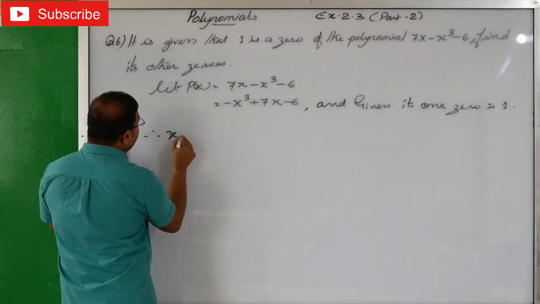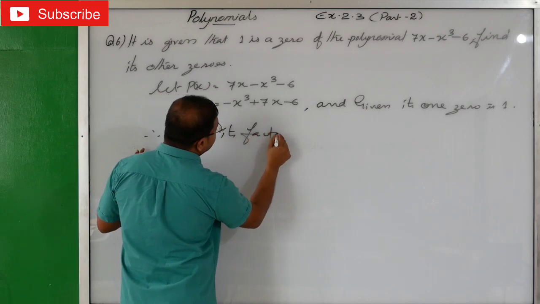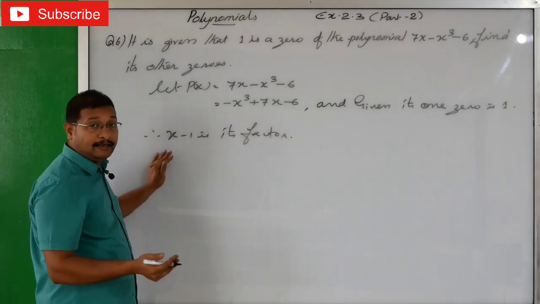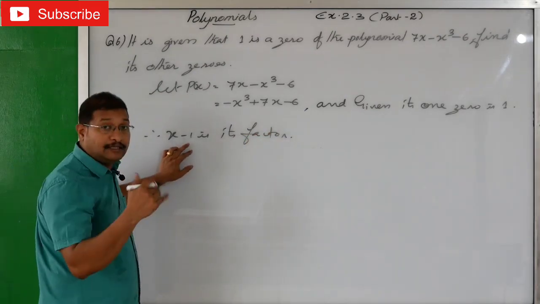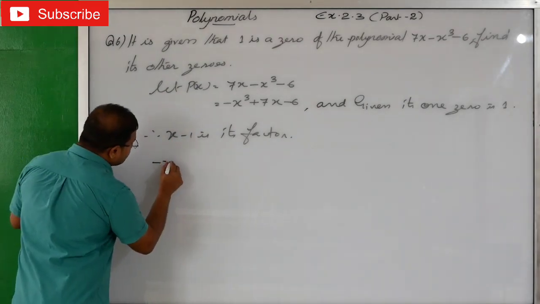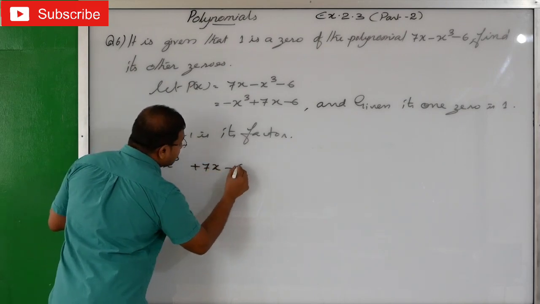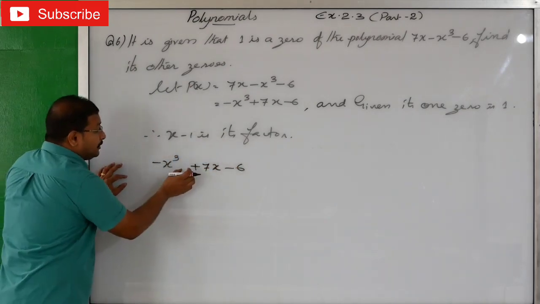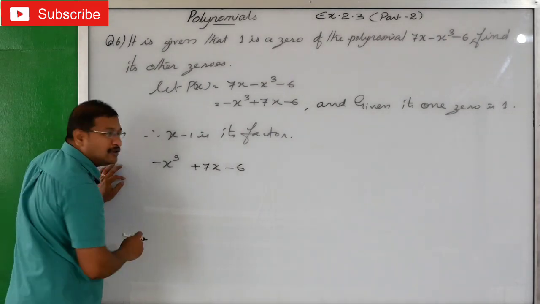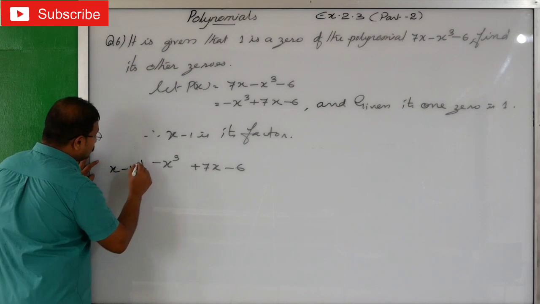Therefore, x minus 1 is its factor. So we are going to divide the given polynomial by x minus 1. That means you write minus x cube plus 7x minus 6. Here the x square term is not there, so I am giving a little bit of space. Divide by x minus 1. Ready?